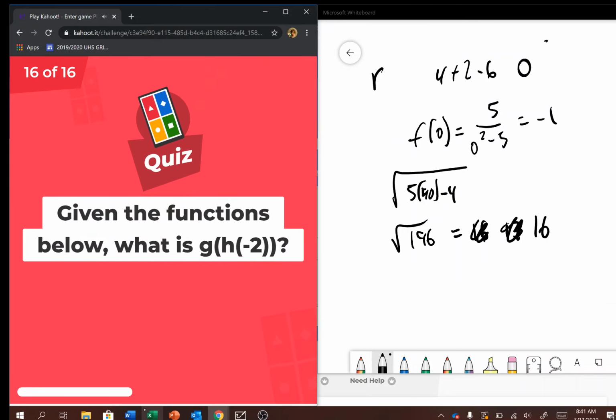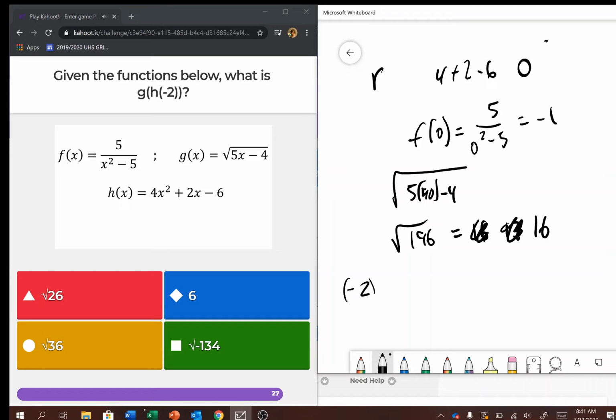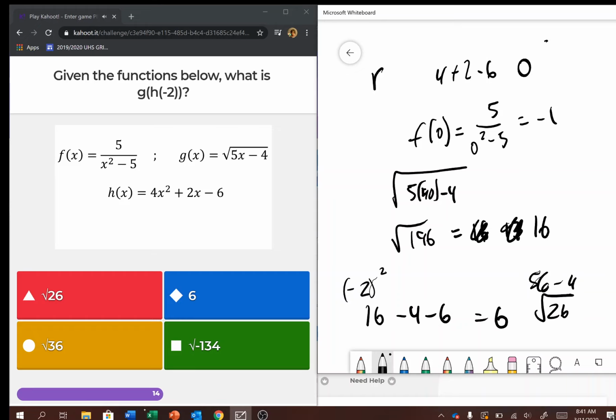Last question. What is g of h of negative 2? Okay, h of negative 2. So it's negative 2 squared is 4. So it's 16 minus 4 minus 6. 6. And I want g of 6. So 5 times 6 minus 4 is 26. It's the square root of 26.